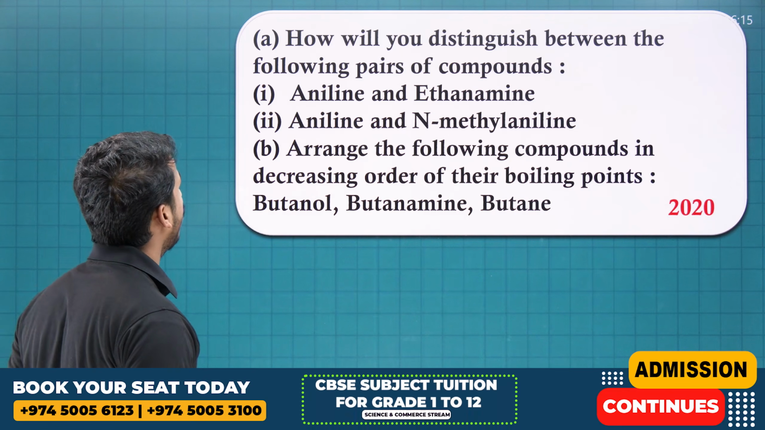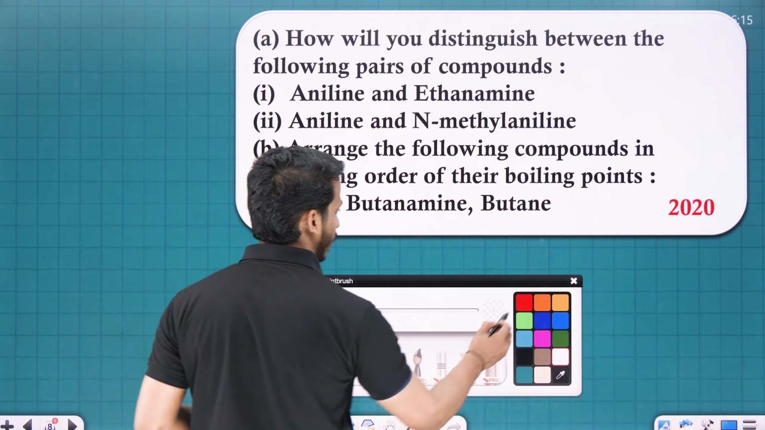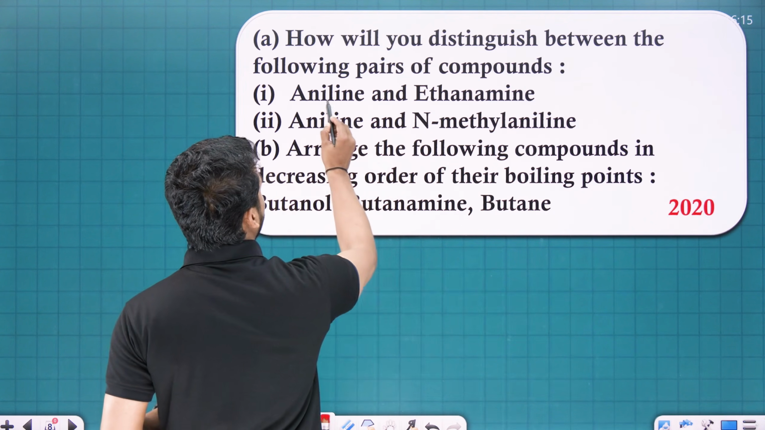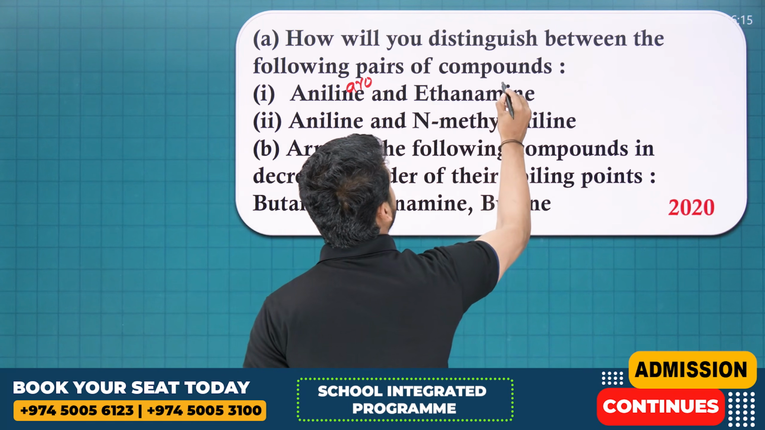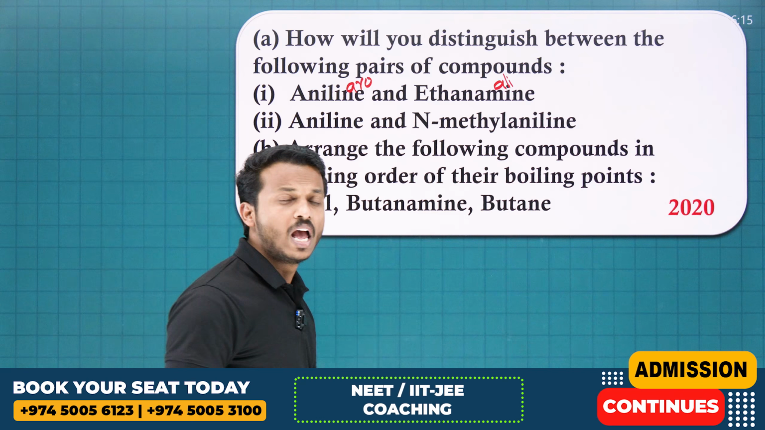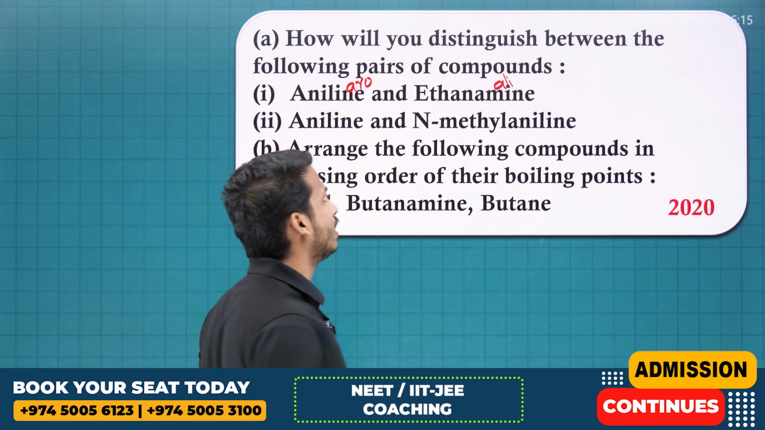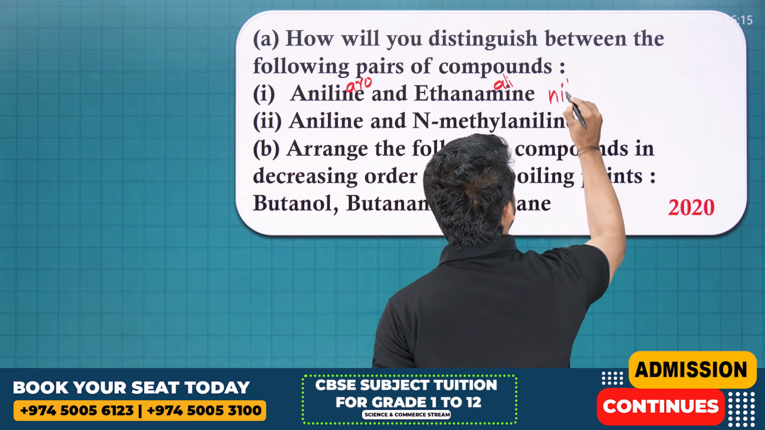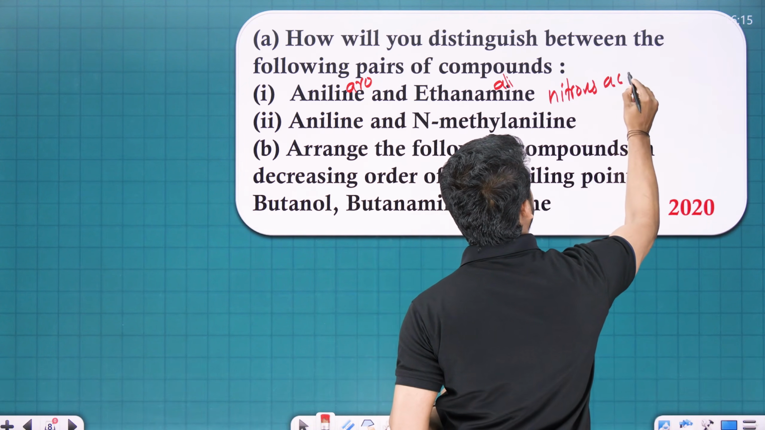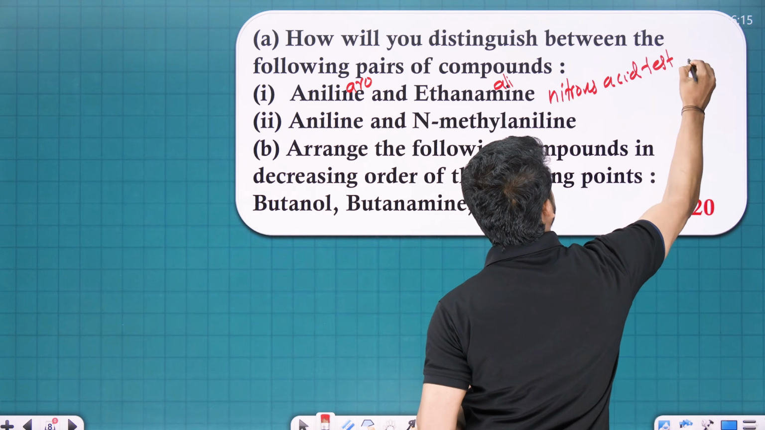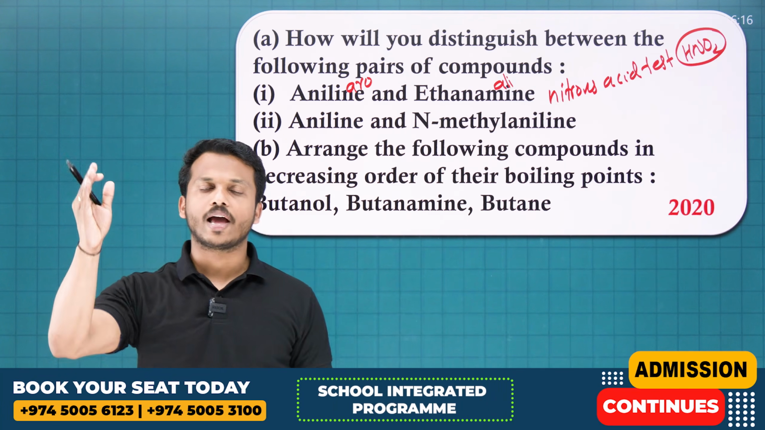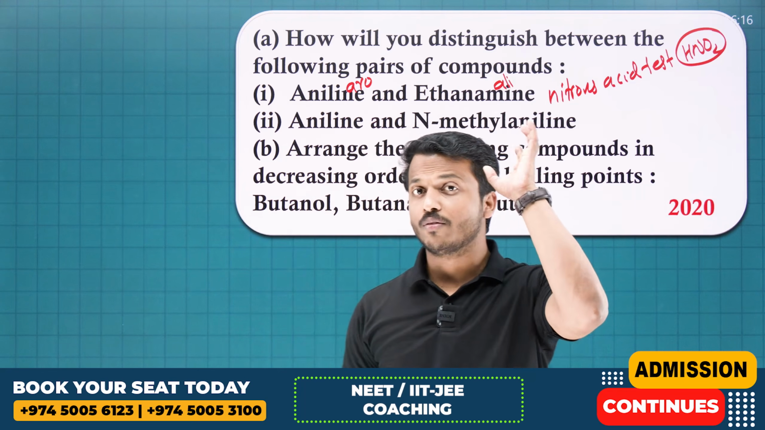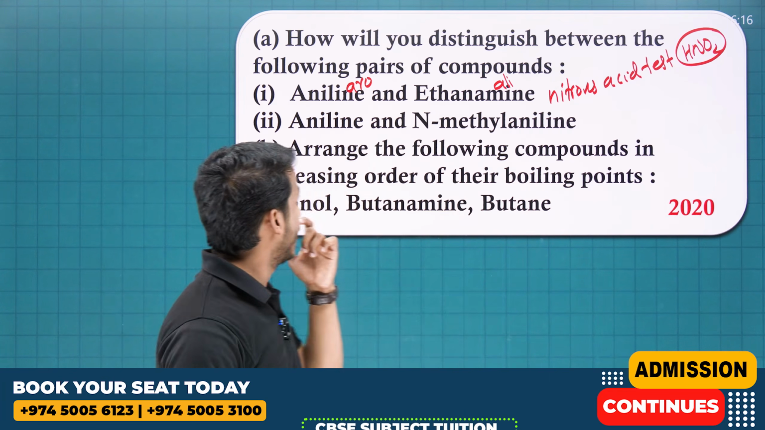Next one. How will you distinguish between the following? Start all of you, first one: aniline and ethanamine. Dear all, aniline is an aromatic amine, ethanamine is an aliphatic amine. Aromatic amine and aliphatic amine are distinguished by which test? Nitrous acid test, the HNO2 test.